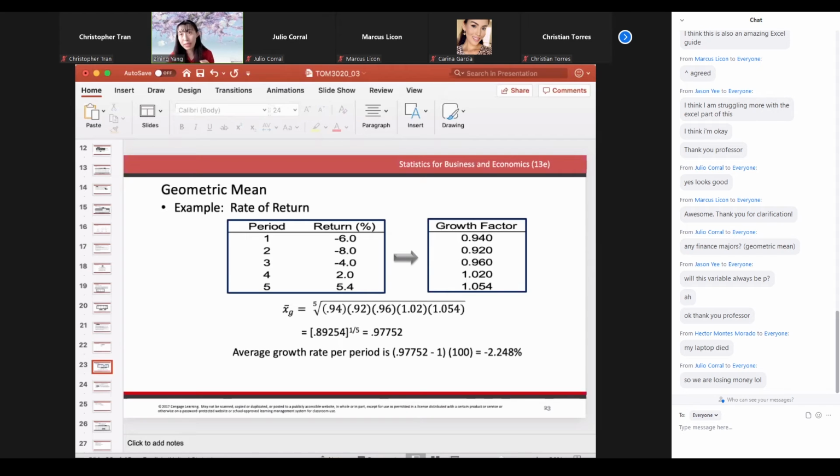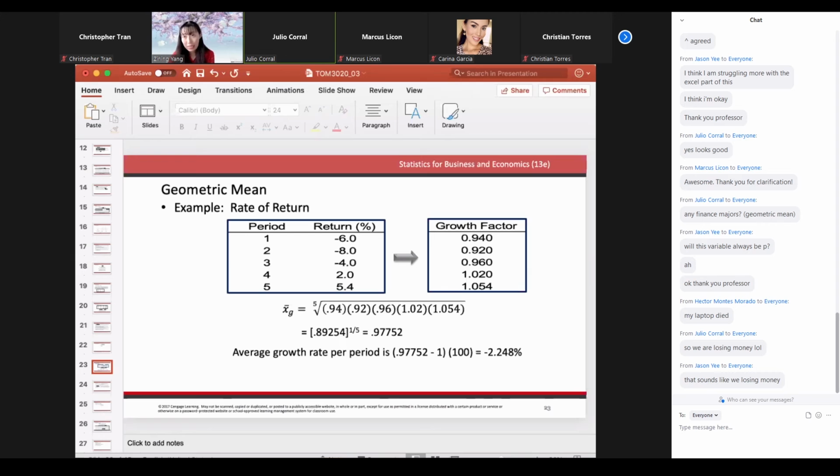So does that make sense? Yeah, so rather than dividing, we're taking the 5th root because there's 5 periods. Yes, exactly. Because those are 5 periods and we're multiplying 5 numbers. Because this is not adding, this is multiplying. Because it's exponential growth, that's why we're using the opposite, which is the root. Okay, got it. Yes, exactly.